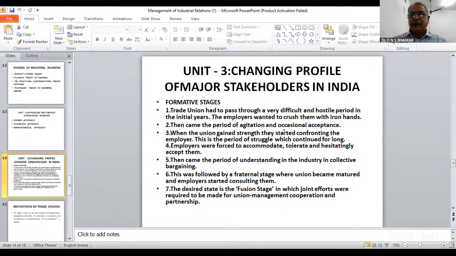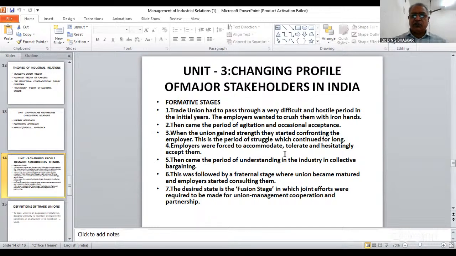Then came the period of agitation and occasional acceptance also. Whenever there is a problem with the employers, the employees became a group and started agitating against the various conditions they are facing. When the union gained strength, they started confronting the employer.